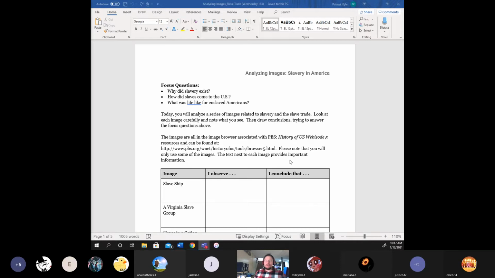So this first activity is that we're going to be analyzing a series of images related to slavery and the slave trade. Once I post up the images, we're going to look at each image carefully and note what we see. It could be any observation that you might make based off of your perspective. Then you're going to draw conclusions. Basically, what kind of inferences can you make based off of those observations? And more often than not, you're going to answer these three focus questions. Why did slavery exist? How did slaves come to the U.S.? And what was life like for enslaved Americans?